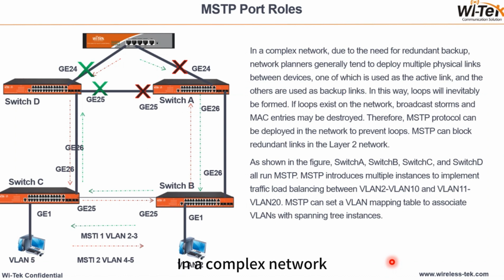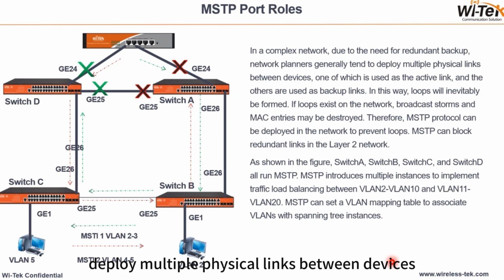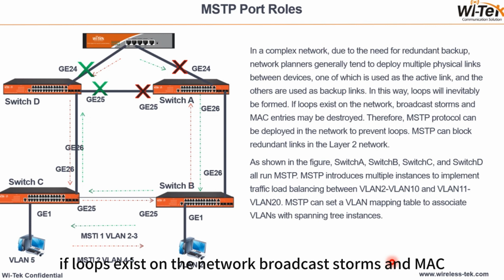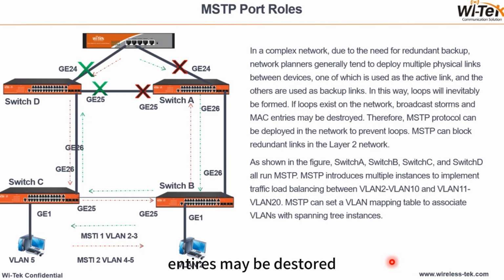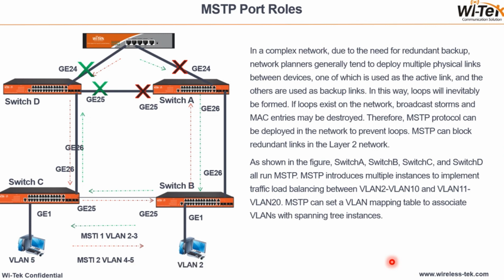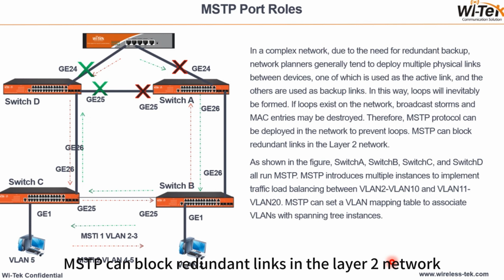In a complex network, due to the need for redundant backup, network planners generally tend to deploy multiple physical links between devices, one of which is used as the active link, and the others are used as backup links. In this way, loops will inevitably be formed. If loops exist on the network, broadcast storms and MAC entries may be destroyed. Therefore, the MSTP protocol can be deployed in the network to prevent loops. MSTP can block redundant links in the layer 2 network.